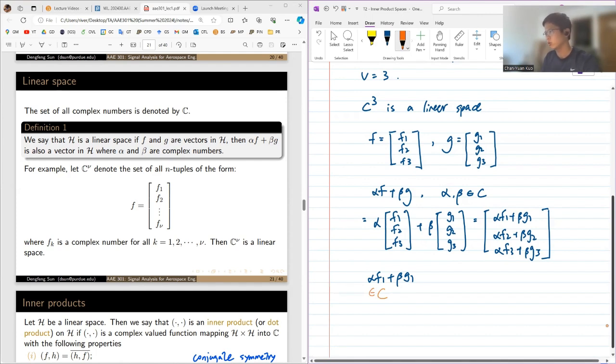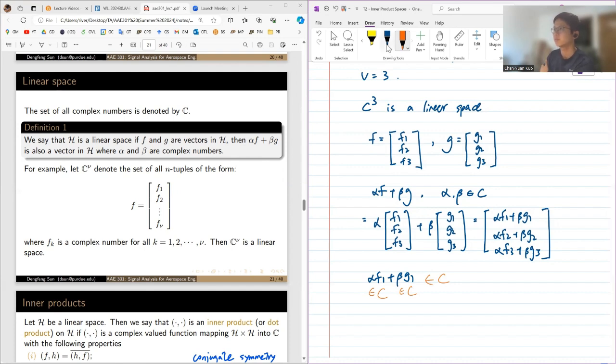Now let's look at beta G1. Similarly, both beta and G1 are complex numbers, so the product of these two complex numbers will also be a complex number. So now we have two complex numbers summing together, and we know that the sum of two complex numbers will also be a complex number. So this means that alpha F1 plus beta G1 is a complex number.